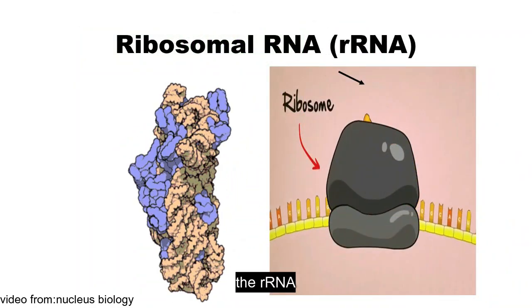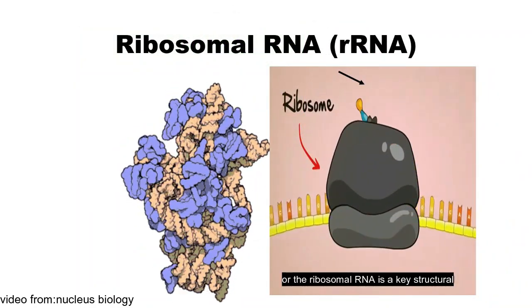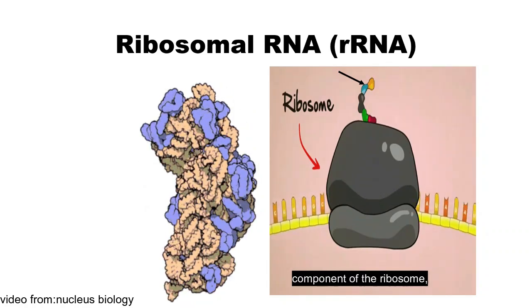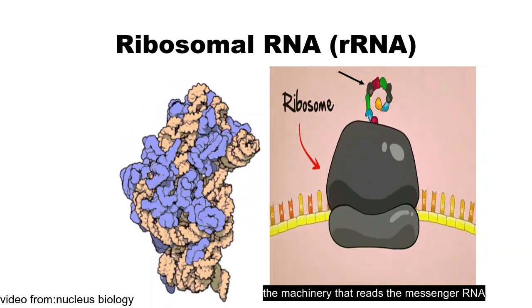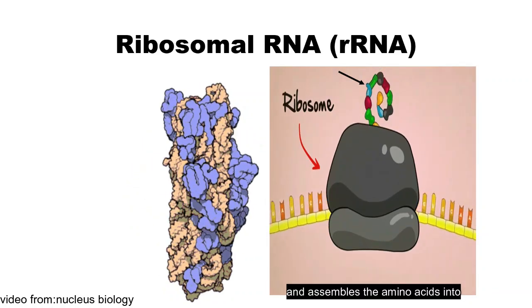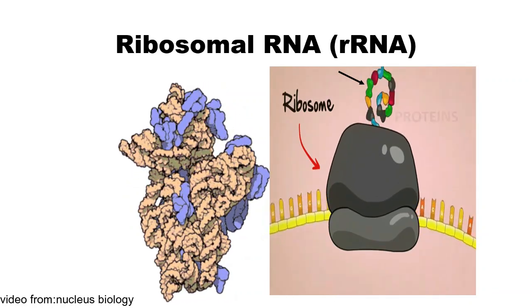Finally, the rRNA or the ribosomal RNA is a key structural component of the ribosome, the machinery that reads the messenger RNA and assembles the amino acids into proteins.